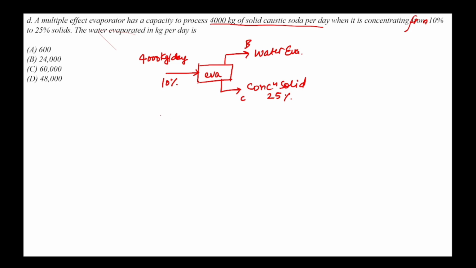So very first, water balance. The water balance will be 0.9 into 4000, because here 10% is solid and 90% is water. After the water evaporates, here we have 25% solid and 75% water. This is equal to the water evaporated, that is B, plus 0.75 C.